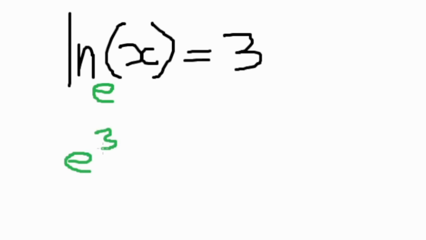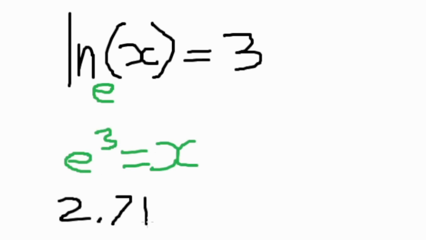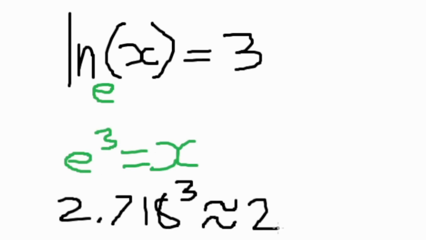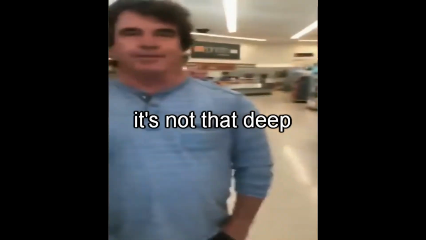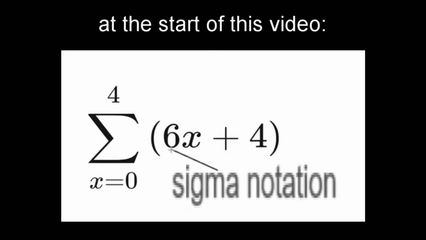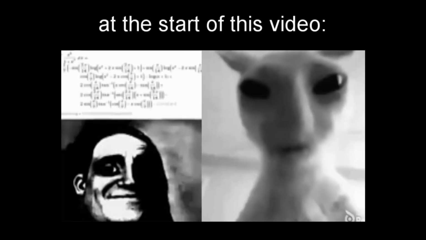Now let's say that the natural log of x equals 3. This is saying that x equals e to the third. So you literally just raise 2.718 to the third, and you get x equals roughly 20. It's not that deep.